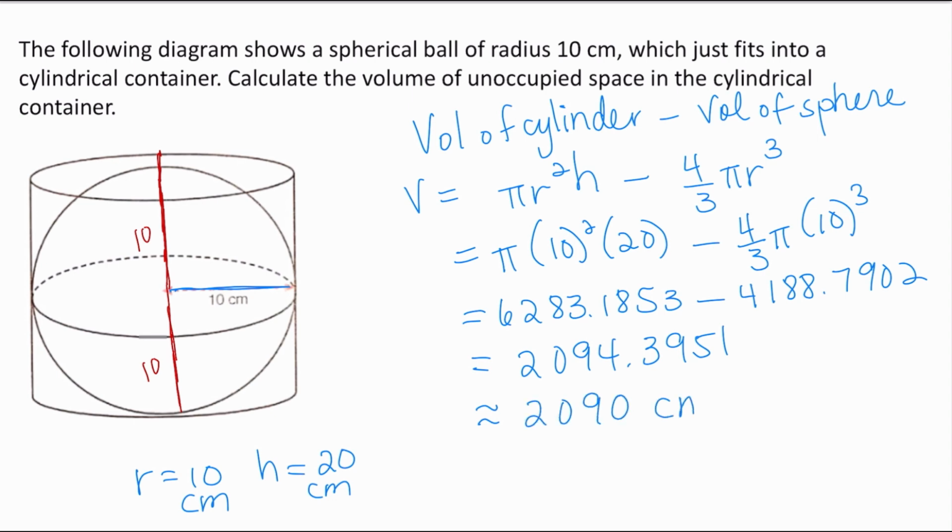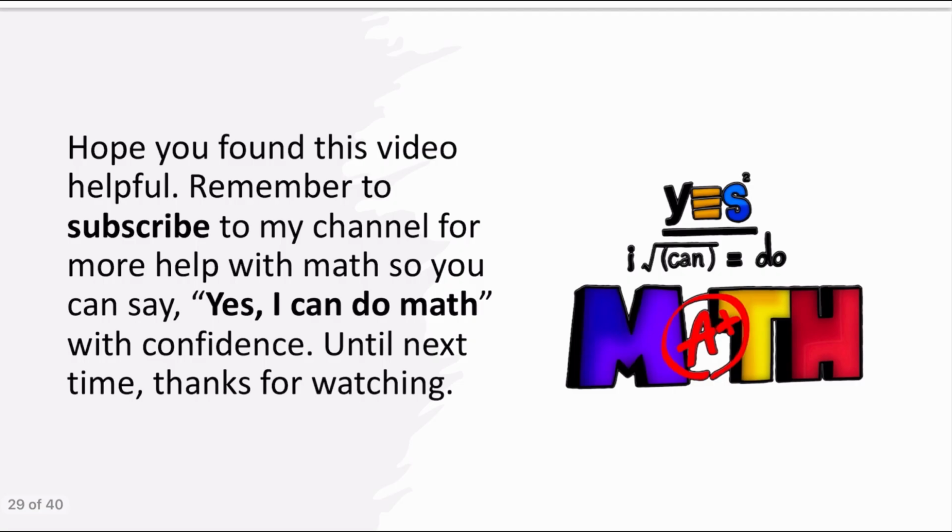2,090 cubic centimeters. And this is rounded to 3 significant figures. It all depends on what you have to round to. If you want to round to the nearest whole number, the answer will be 2,094 cubic centimeters. If you have to round to 2 decimal places, the answer is 2,094.40 cubic centimeters. So it all depends on what the directions are.